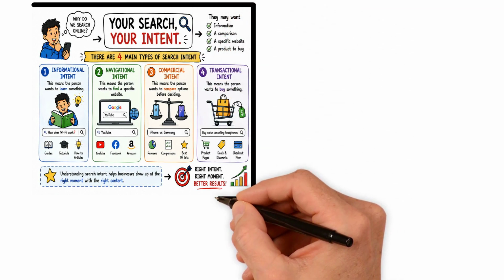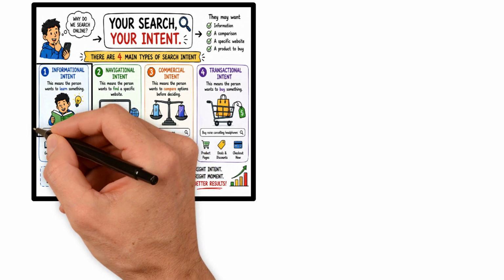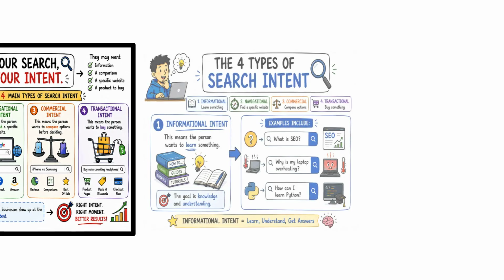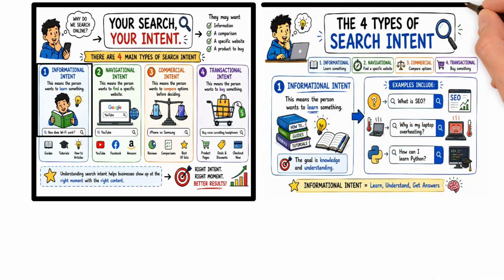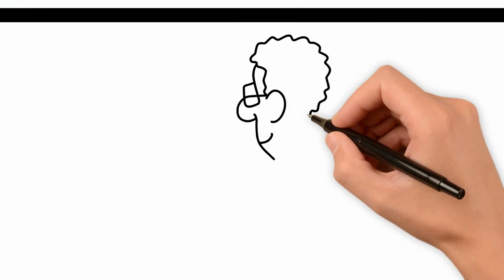There are 4 main types of search intent. The first is informational intent. This means the person wants to learn something. Examples include, what is SEO? Why is my laptop overheating? How can I learn Python? At this stage, blogs, guides, tutorials, FAQs, and YouTube videos work well.